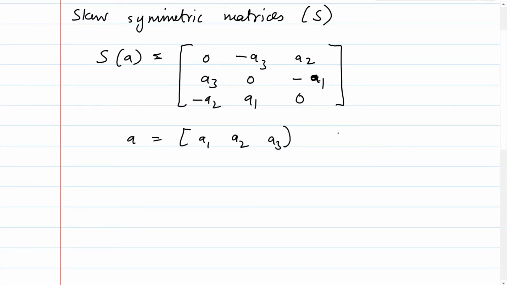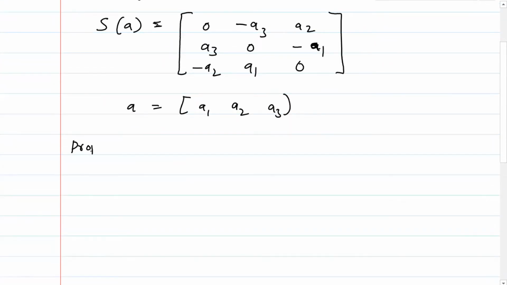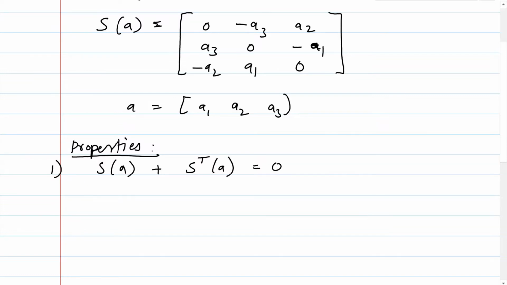And some people like to use AX, AY, AZ. That's fine. Okay, so there are some properties of a skew symmetric matrix which will be helpful. Number one is if you take S of A and S transpose of A, take this transpose, sum it up with S of A, you will see that it's simply equal to 0. Okay, and you can just visually verify this.